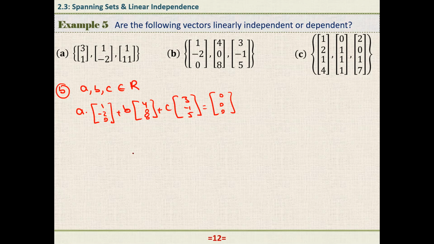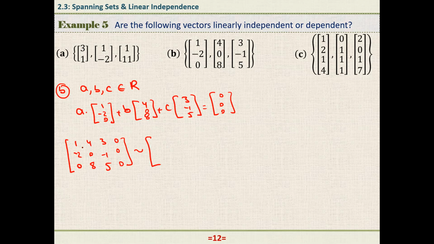To do so, we know how to solve this system. We need to write the augmented matrix. The first column is 1, negative 2, 0. The second one is 4, 0, 8. The third one is 3, negative 1, and 5. And here we have 0, 0, 0.